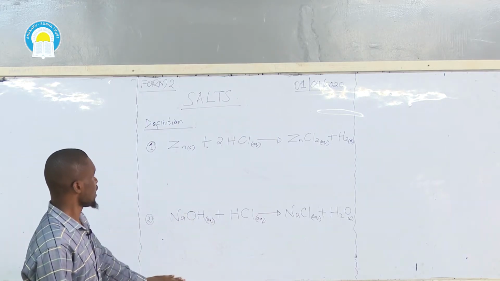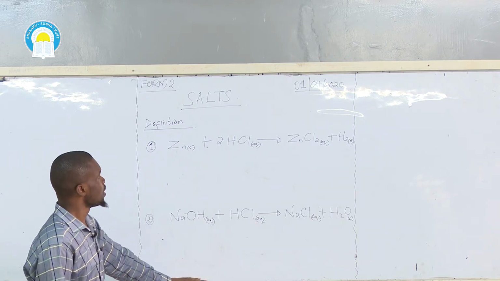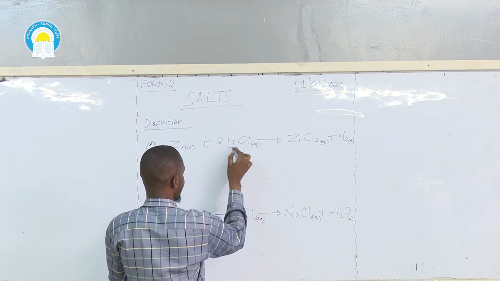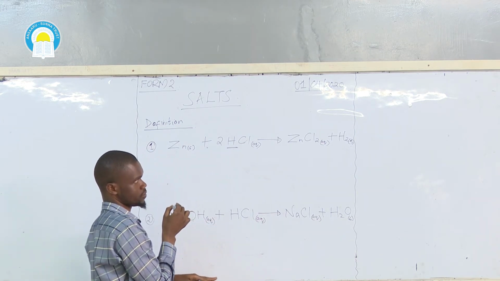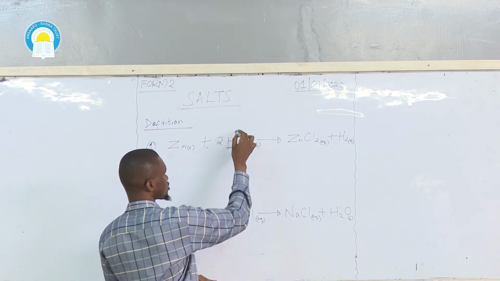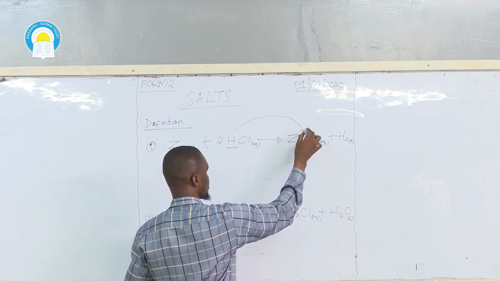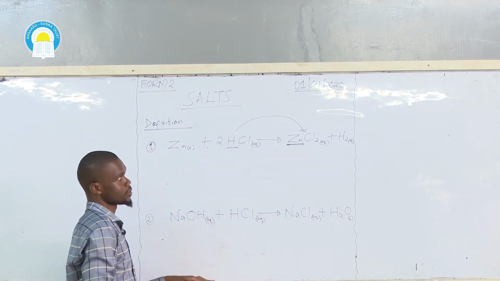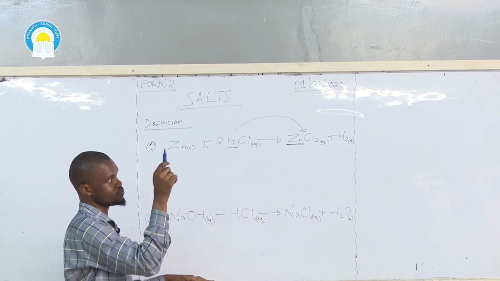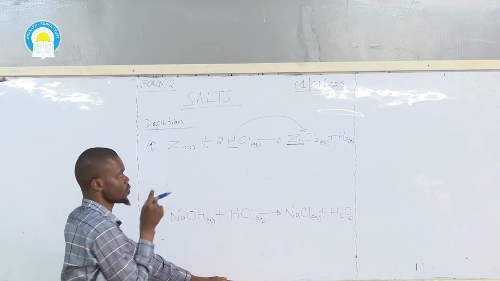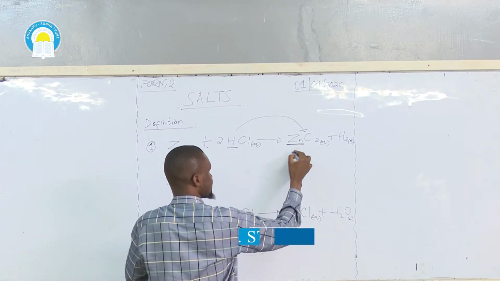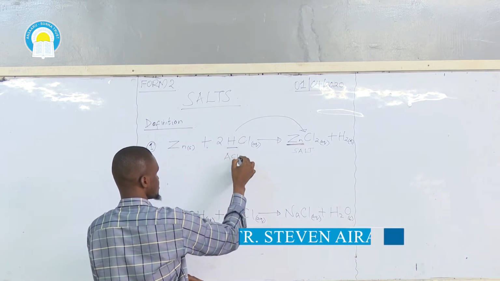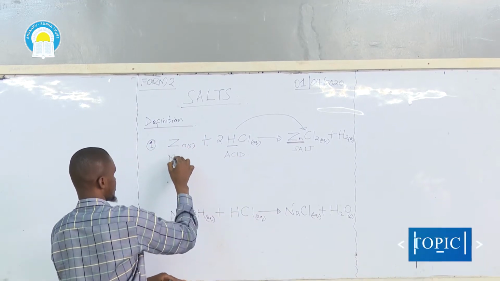In the first equation, before the reaction, if you look at the reagents, next to the chloride ion, there is hydrogen. But after the reaction, next to the chloride, what we have is zinc metal. And the hydrogen has been displaced. So from this equation, our salt is here. This is the salt. This is the acid. This is the metal.